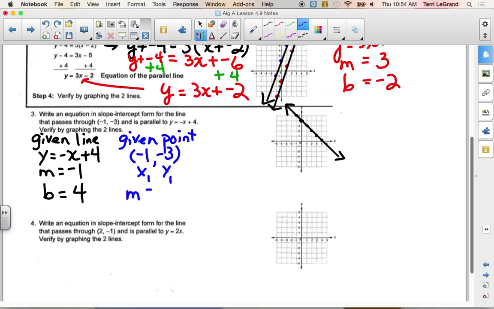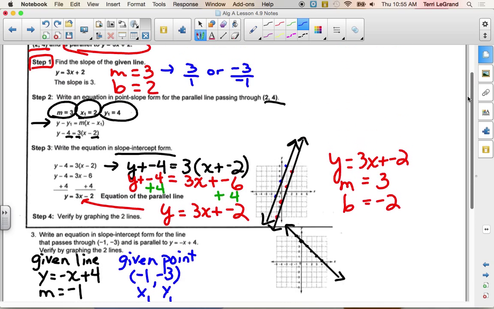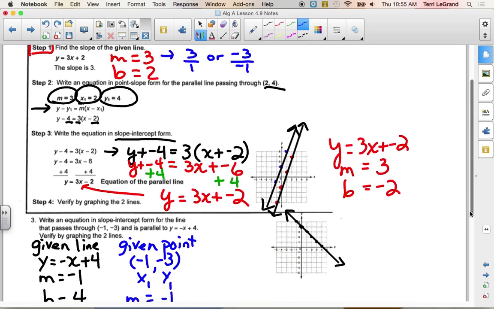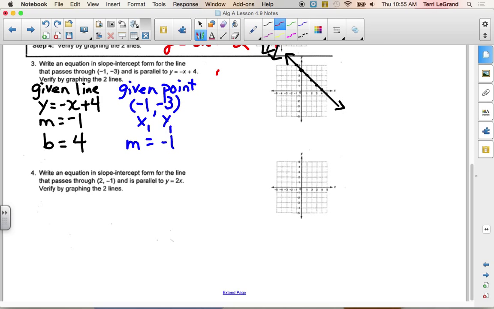Well, what's its slope going to be? -1, because it's got to be parallel to that other one. So we know it has to be -1. It has to have the same slope as the other one. So now we'll do our point slope form. I think we can just do it all in one. We're going to call this the new equation.